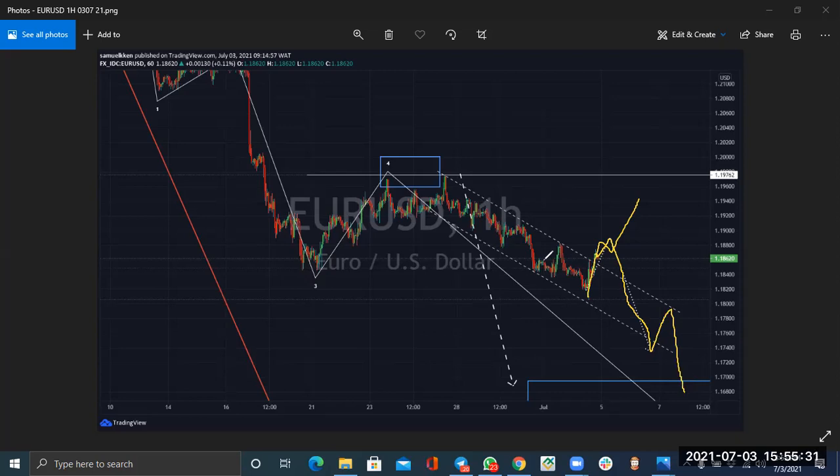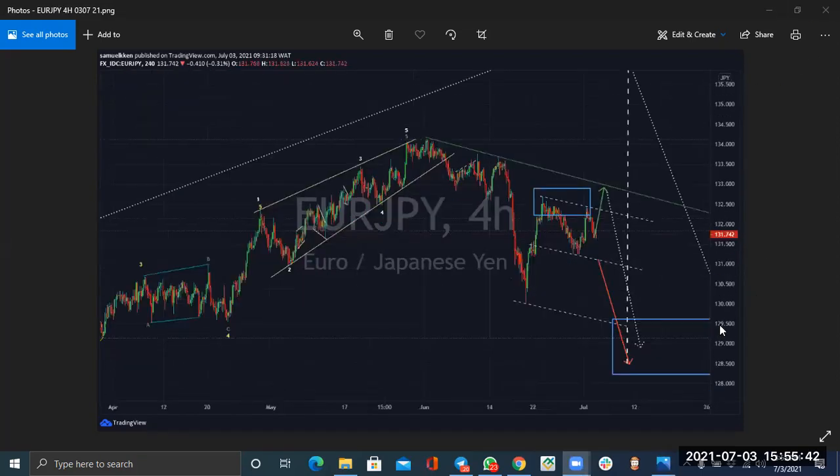Until I get to my target, I don't trade the opposite direction unless I see a clear setup that shows that my target will not be made again in that trade. That's when I try to trade the opposite direction. So, Euro JPY.